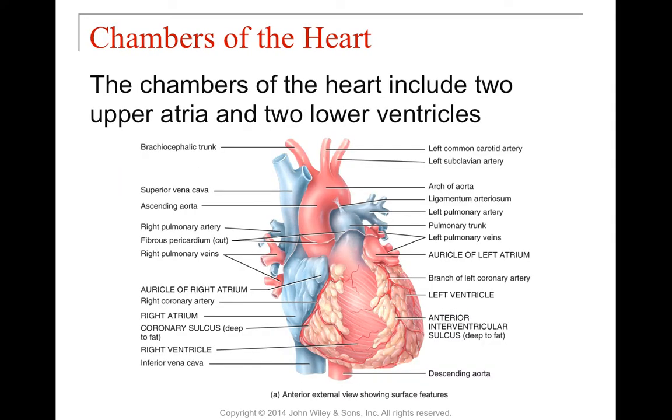We have four major chambers of the heart. So we have two upper chambers, those are called atria, and two lower chambers, those are called ventricles. Now the atria are going to have a little bit of a thinner wall than the ventricles, because the ventricles are actually going to have a lot more contractility force, and also the left ventricle is going to be much thicker than the right ventricle.